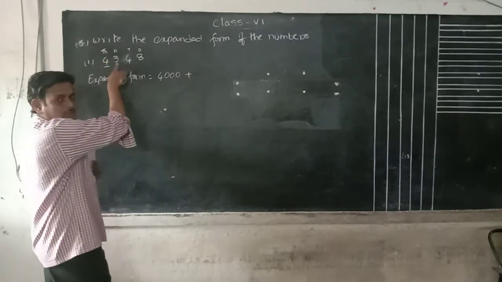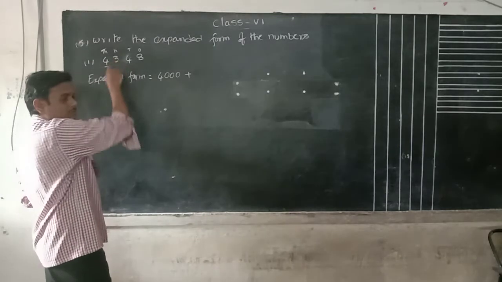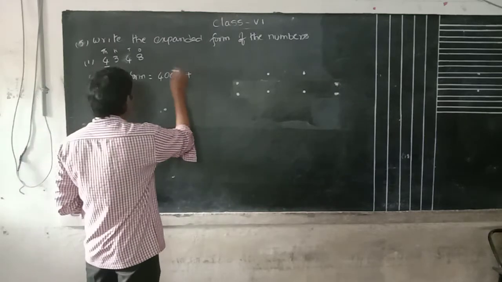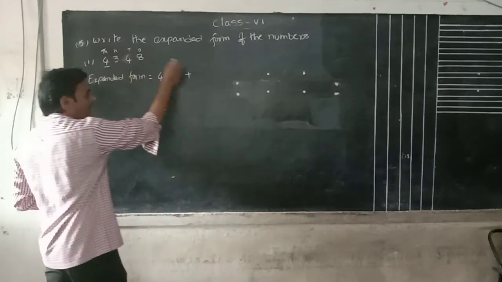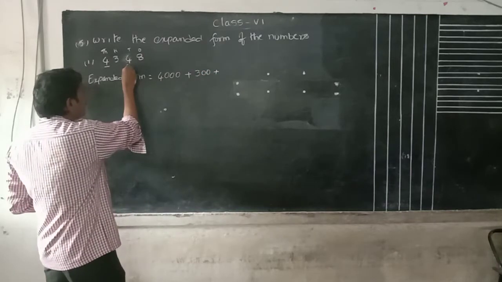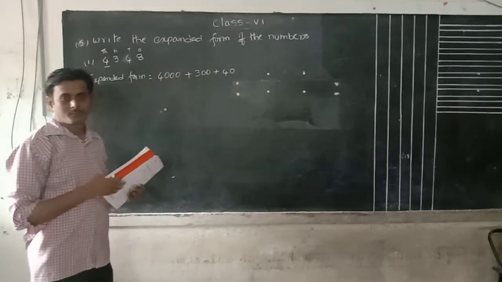The 100 place, which digit is present? Digit 3 is present. That means 3 is located at the 100 place. That means we have to write 300. 4 is located at the 10 place, that means 40. 4 into 10.